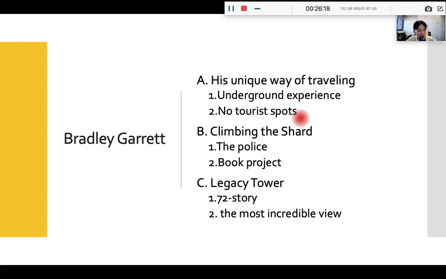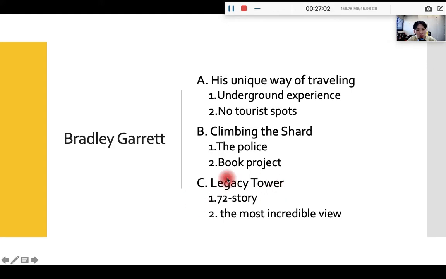And what has he done? He has climbed the tallest tower in London, the Shard, and the police stopped him and his companions from visiting abandoned subway stations as a group. And when they were not allowed to continue their exploration, he worked on a book. Okay, he worked on the book. And we also know he visited the Legacy Tower in Chicago. If you take a look at line 30, the word "72-story," the word "story" here has nothing to do with the story we know, such as Cinderella.